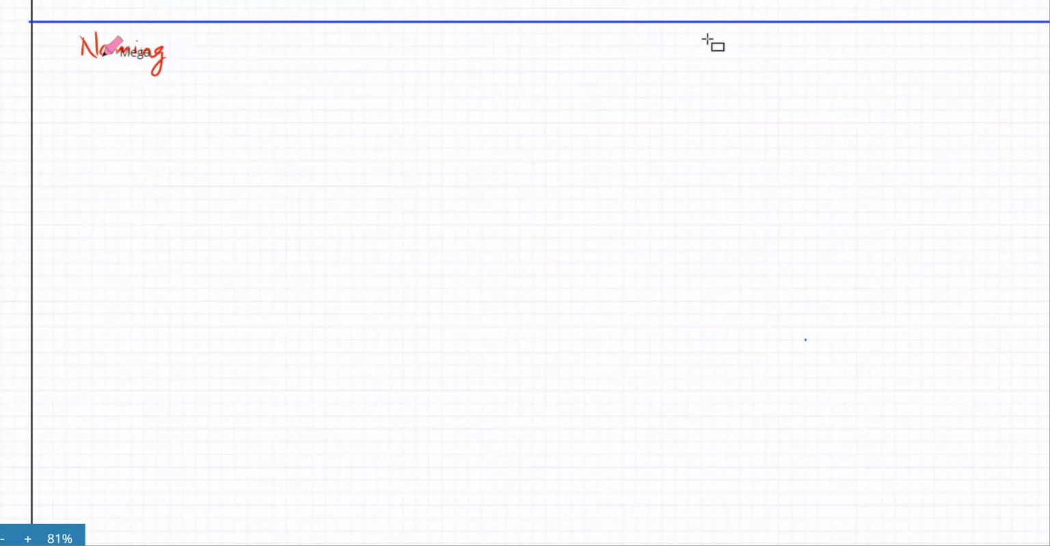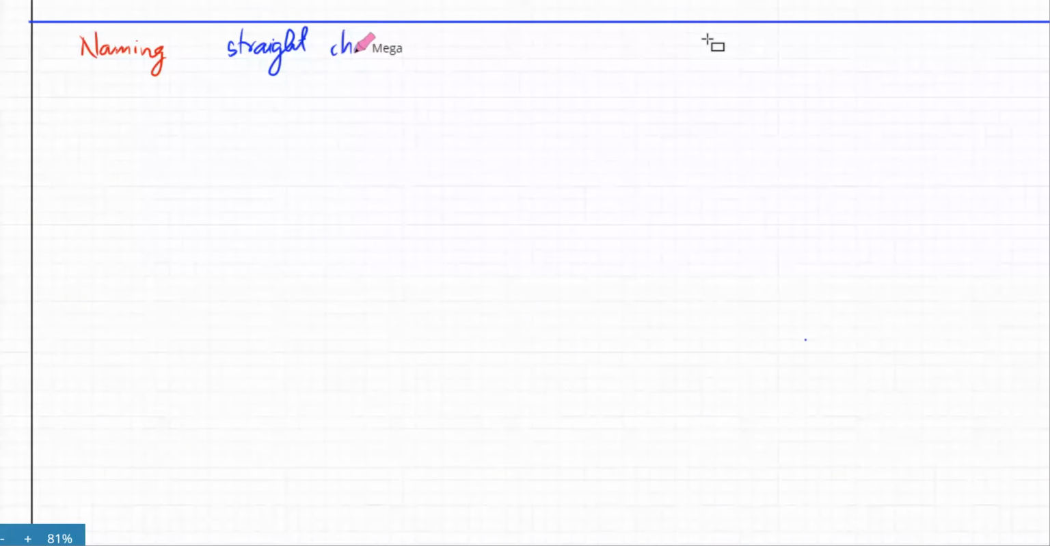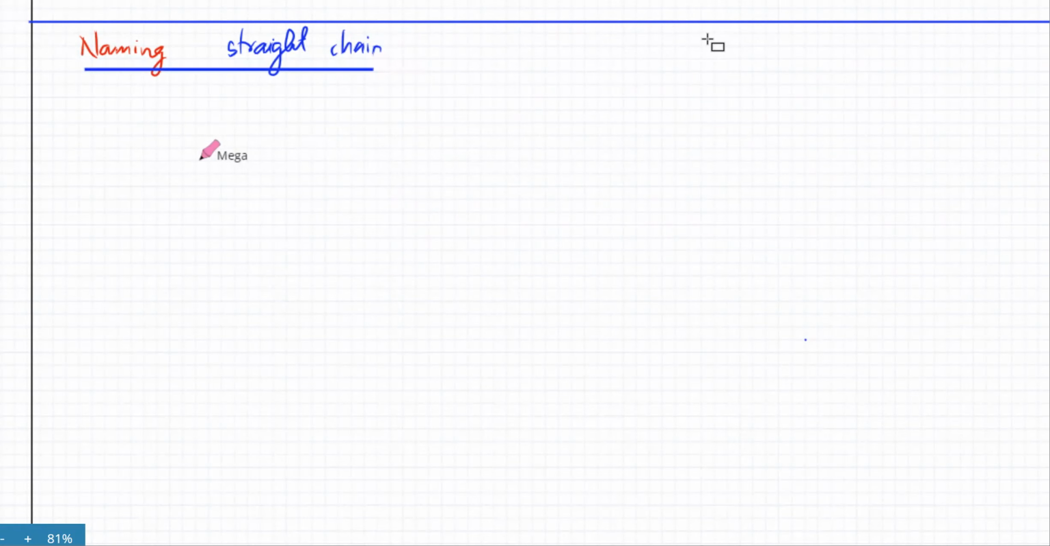So starting with naming, I'm going to talk about simple naming first: simple straight chain molecules, just one functional group, no complication at the moment. So let's do the basics first, and we'll run through the homologous series that we have, the common ones. The first one is alkanes. Hopefully everyone knows what an alkane is.